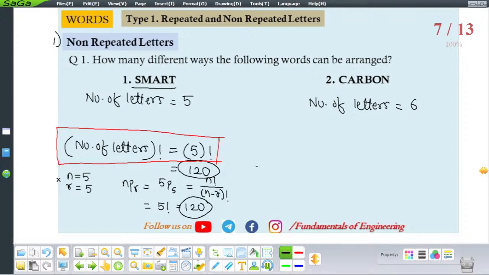Here in the second we have the number of letters as 6. We have seen this shortcut trick formula: we have to take the number of letters. If we take it as small n, the possible arrangements will be the number of letters factorial, so n factorial. So what will be the answer? 6 factorial.